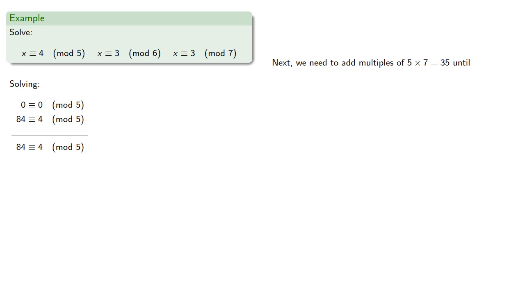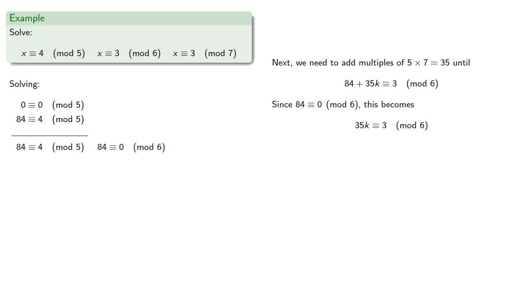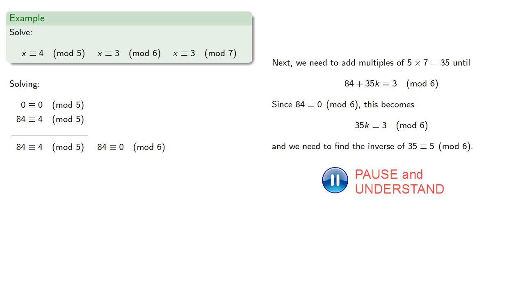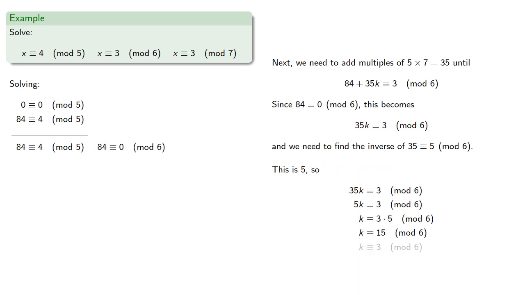Next, we need to add the multiples of 5 times 7, 35, until 84 plus 35k is congruent to 3 mod 6. Since 84 is congruent to 0 mod 6, this becomes 35k congruent to 3, and we need to find the inverse of 35, or 5 mod 6. The inverse is 5, and so we find, and so k is congruent to 3, and what we need to add is 35 times 3, 105.